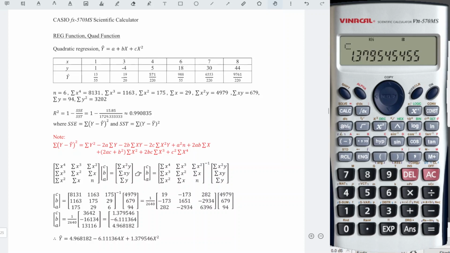However, let's say we want to show all the summation values, then we just have to press Shift 1. If we want summation x squared, we just press 1 and press equal. So this is the summation x squared. Repeat again Shift 1 for the rest of the summations. We can press right if needed. If we want to obtain summation x to the power 4, of course we need to press right. Then we press 3 to obtain the value, which is 8131.